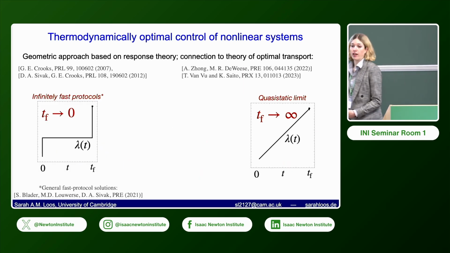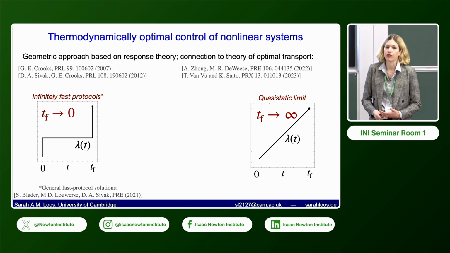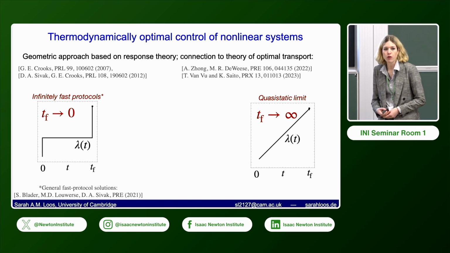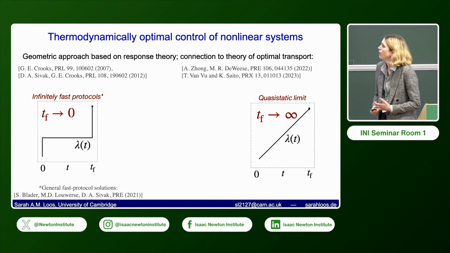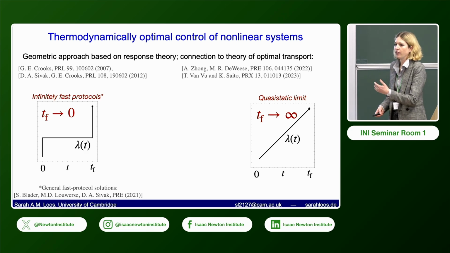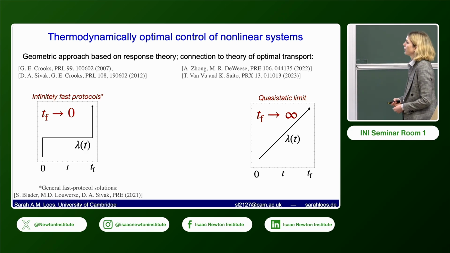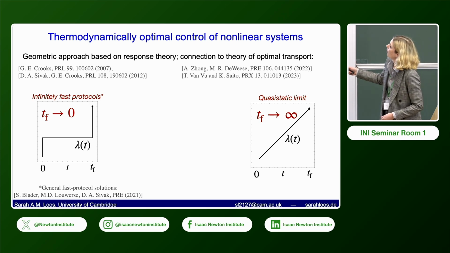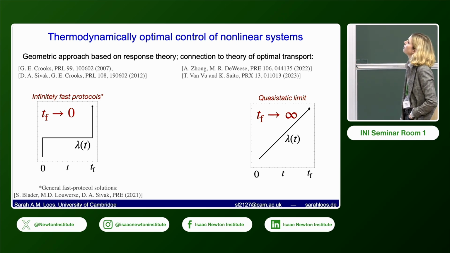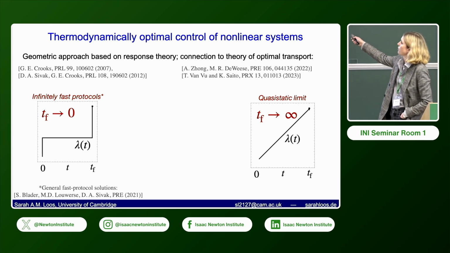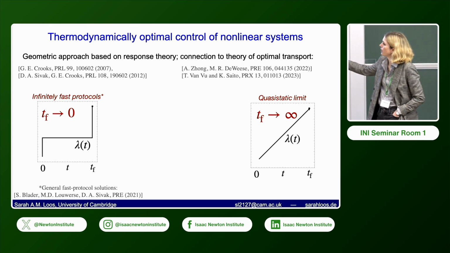So if you do not have a linear process, then you cannot solve this problem analytically, and you have to rely on some different approaches. And there are quite versatile approaches introduced in the literature to solve such problems. I think for those who have been here yesterday, Luke gave a seminar about this. So there is in particular this geometric approach based on response theory, which also has some deep connection to the theory of optimal transport. And I just want to summarize the key idea.